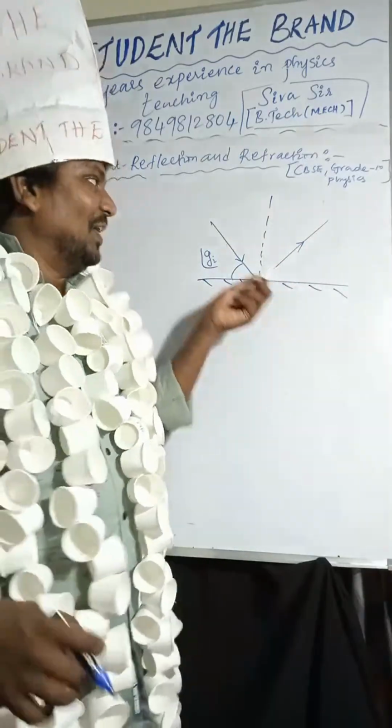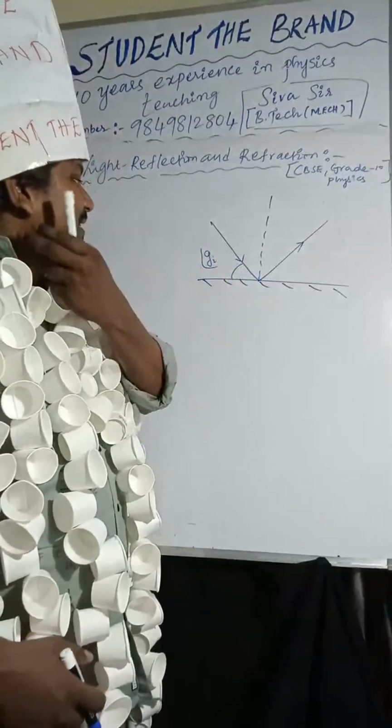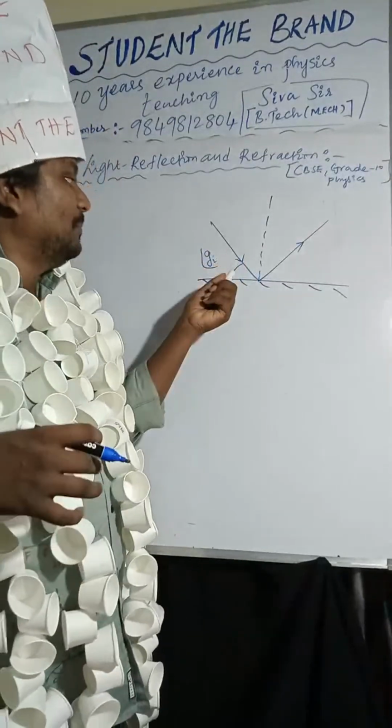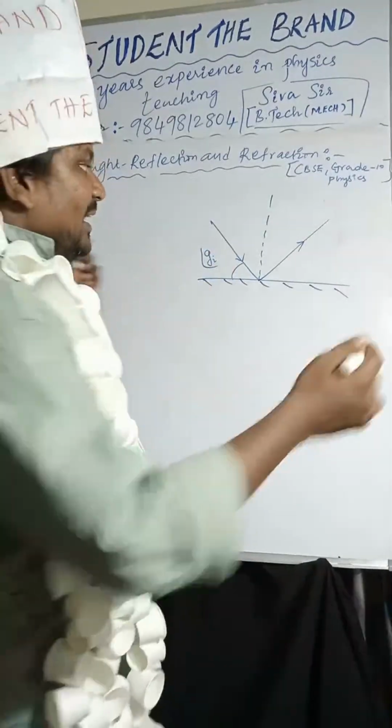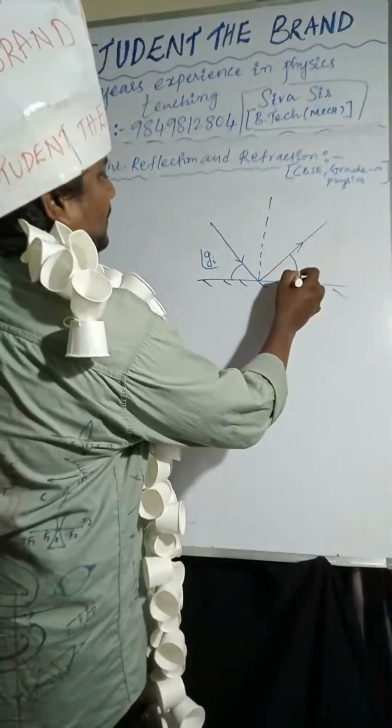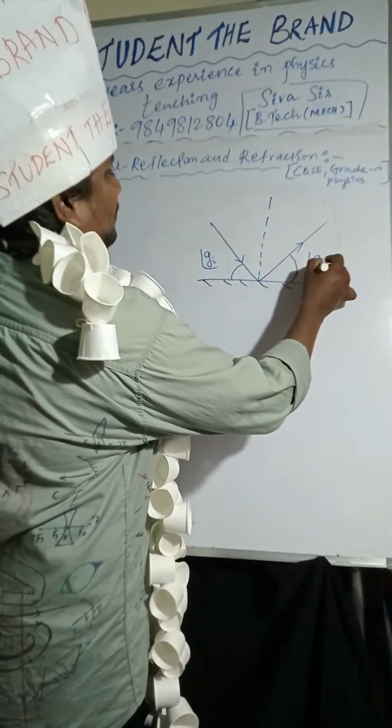That's enough. The angle between the incident ray and the plane surface is called the glancing angle of incidence. The angle between the reflected ray and the plane surface is called the glancing angle of reflection.